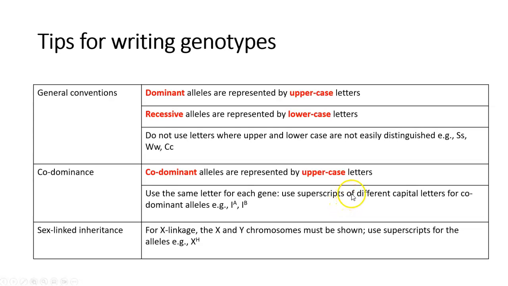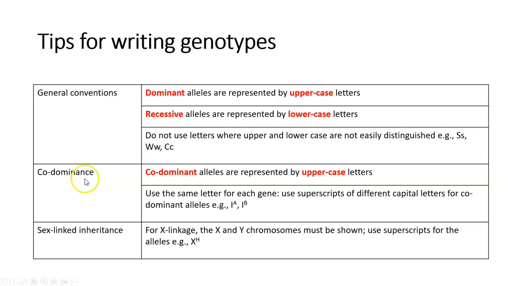So if we look at the conventions for writing genotypes as a reminder, we know that when we're looking at basic monohybrid crosses, we have dominant alleles represented by uppercase letters, while recessive alleles are represented by lowercase letters. And it's a good idea not to use letters where upper and lowercase are not easily distinguished. For example, using big S and small s, depending on your handwriting, can be a really bad idea. Similarly with W and C. You really want to make sure that the letters look different in the upper and lowercase so that when your marker is looking at your work, you'll receive full credit for your answers.